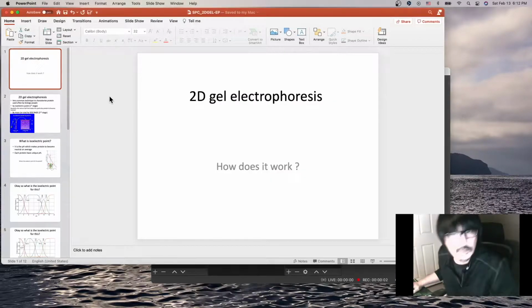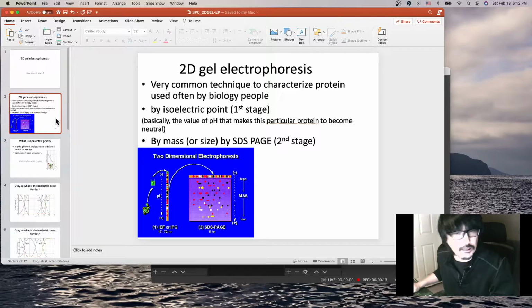Alright, let's talk about 2D gel electrophoresis. This is a common technique used by biology and biochemistry people. So let's go over that one quickly.